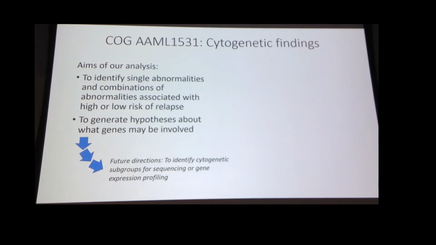We decided to look at the cytogenetic abnormalities among these kids. The aims of our analysis were to identify single abnormalities or combinations of abnormalities that were associated with high or low risk of relapse, and then to generate hypotheses about what genes might be involved. If we could see a particular chunk of a chromosome was implicated, maybe we could think about what genes were on that part of the chromosome and extrapolate to consider whether that gene might be critical for outcome in these patients. And we thought that in the future, this information would form a foundation for identifying cytogenetic subgroups for sequencing or gene expression profiling in further studies.